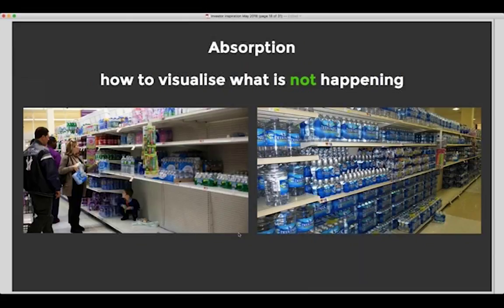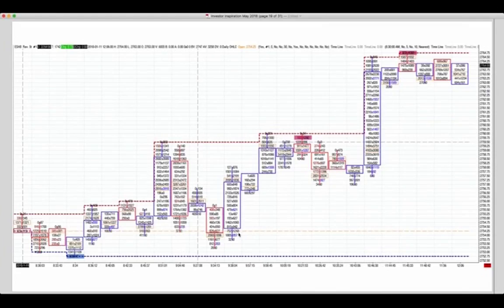The market moves down. So absorption is when a large counterparty in the market has more power than those people who are actively trading with them. So the art of spotting absorption is visualizing what is not happening. In other words, buying is occurring, but price is not going up. We can visualize this with various indicators as well.